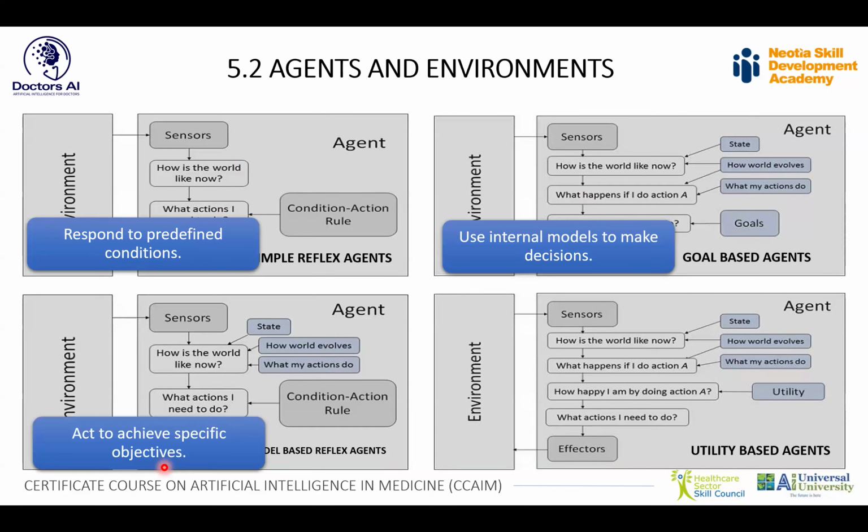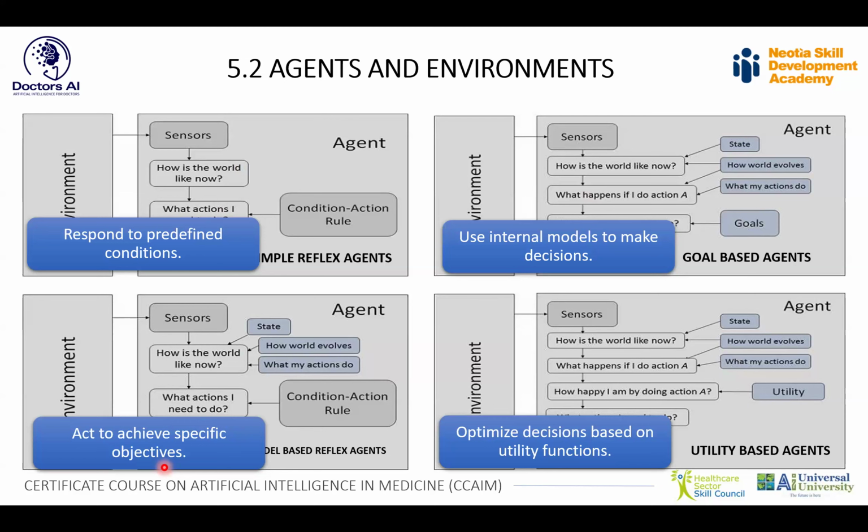Model-based reflex agents act to achieve specific objectives, and they act in a reflex manner. Sometimes that's what we do. We have a condition action rule. We use our internal goals, but at the same time, we respond to the external environment based on certain changes, and we act to achieve some objectives, right? So that is model-based reflex agents. And lastly, utility-based agents are the ones which optimize the decision based on a utility function. So how happy am I by doing this action A? So it has to have an objective and some utility function. Based on this, I'm going to act.